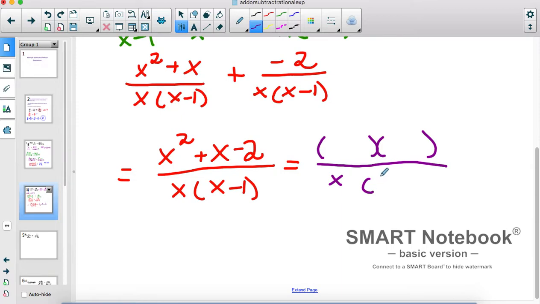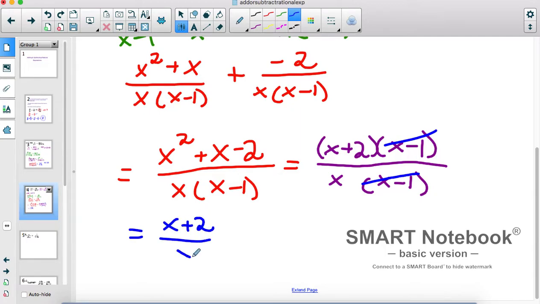So let's see. X and x, two numbers that multiply to negative 2 and add to 1. So plus 2 minus 1. That should do it. Okay, very good. Let's cancel out any factors we have in common. So then the final answer is x plus 2 over x. Perfect. And then our restrictions.